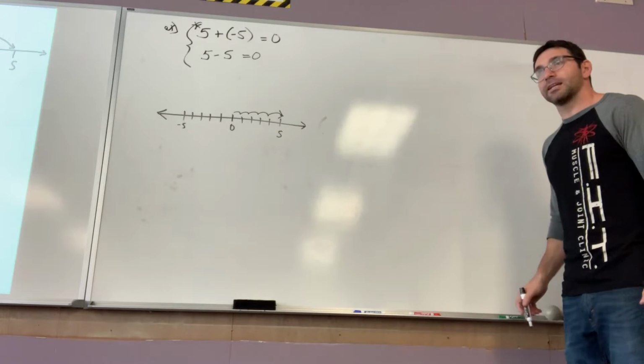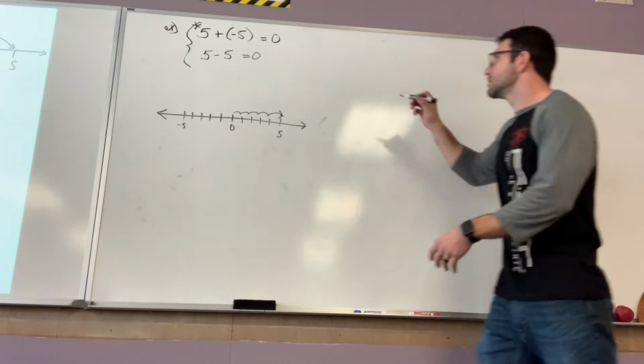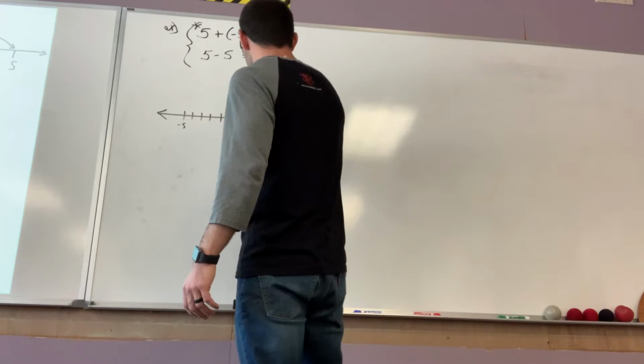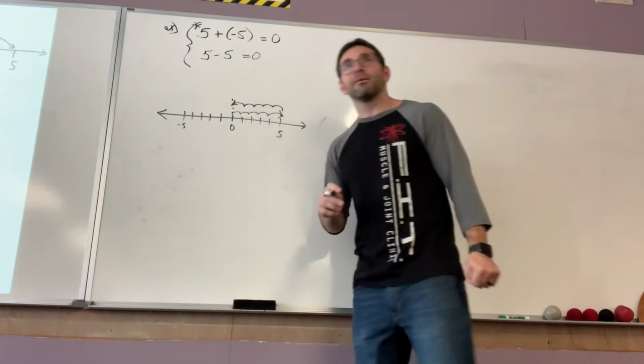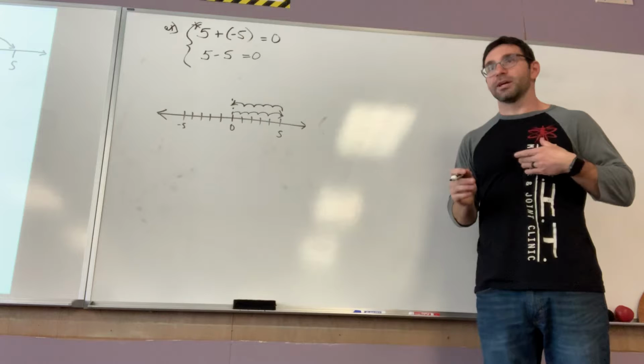How many do I have to go to get negative 5? Ozzy? 5. So now I'm going 1, 2, 3, 4, 5. Oh, that's how I'm getting my 0. Everybody with me there?